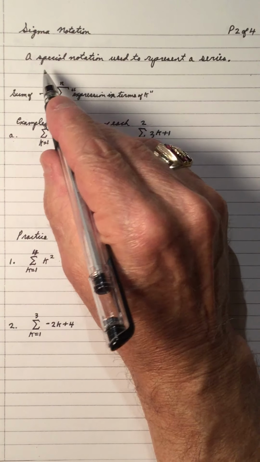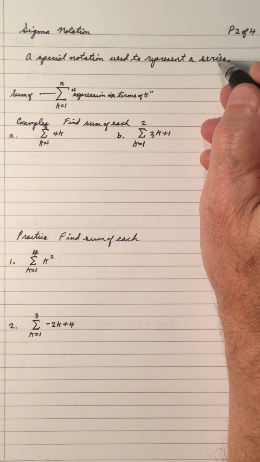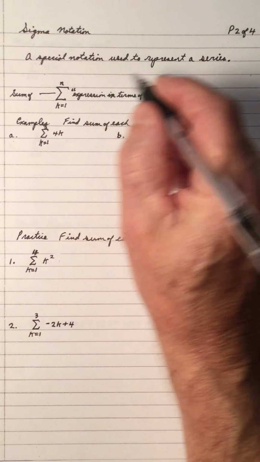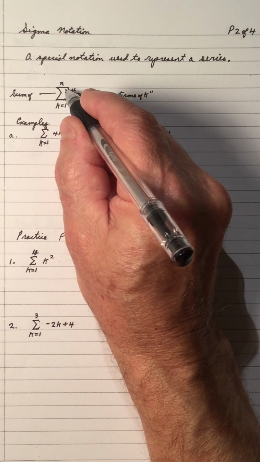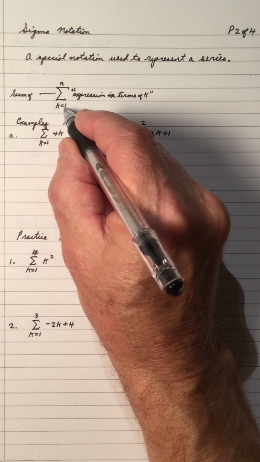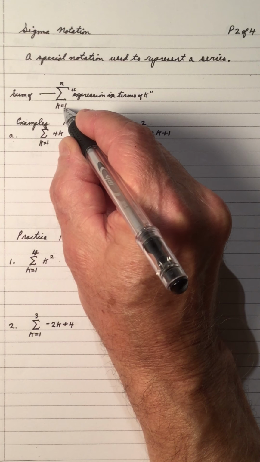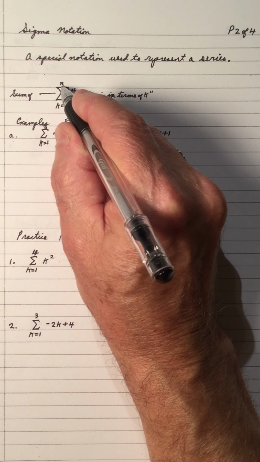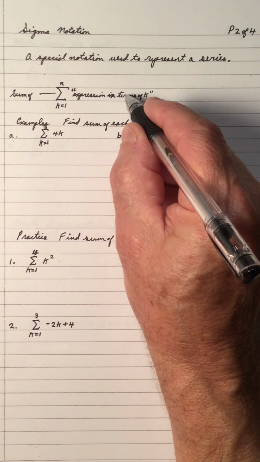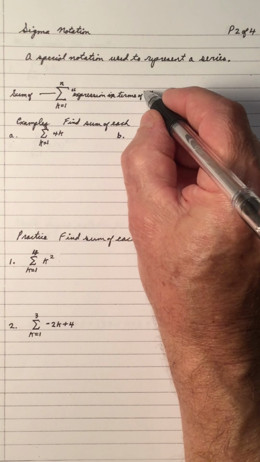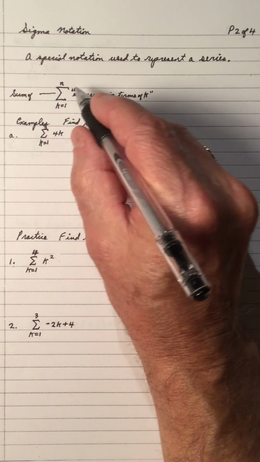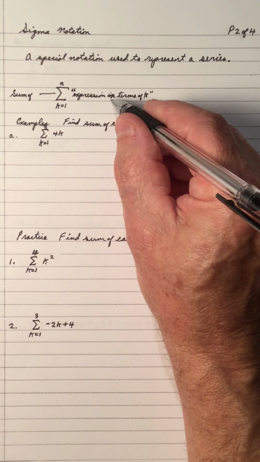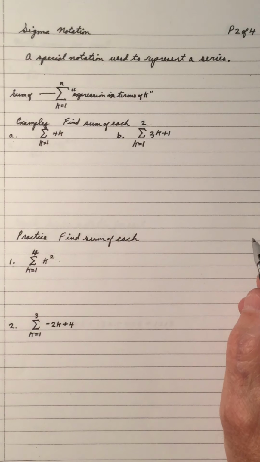Sigma notation is a special notation used to represent a series. This symbol, which I have outlined right here, means the sum of. K equals 1 is the initial term or initial number in a sequence. N is the number of terms in the sequence. And then we have the expression in terms of K. Instead of an N, we normally have a K. The reason we don't use an N is that it gets confused with the N that's in this expression. They're not the same.